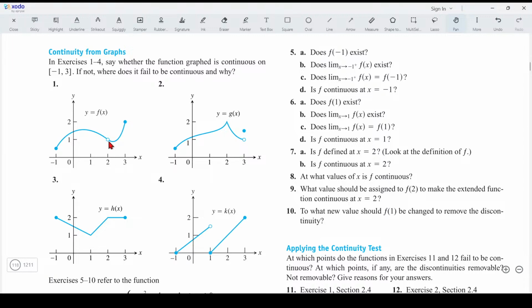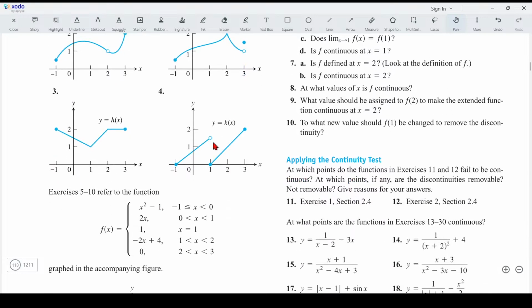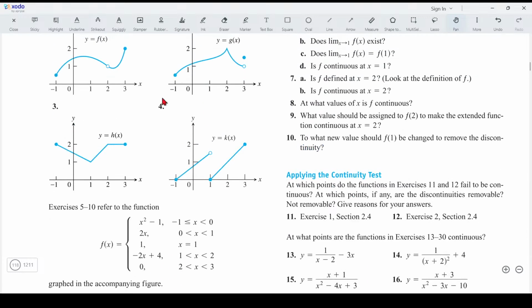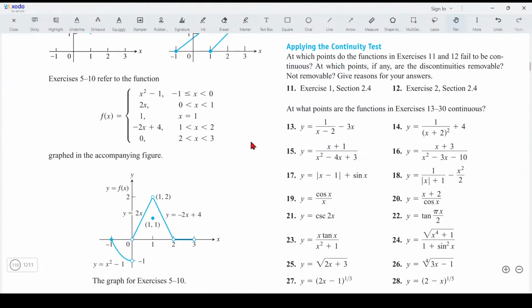So no, because there's a hole here. What about this? Is it continuous at x equal to 2? Yes, this one is always continuous. This one is not continuous at 1. Okay, right. Now this is the graphical way of looking at things.